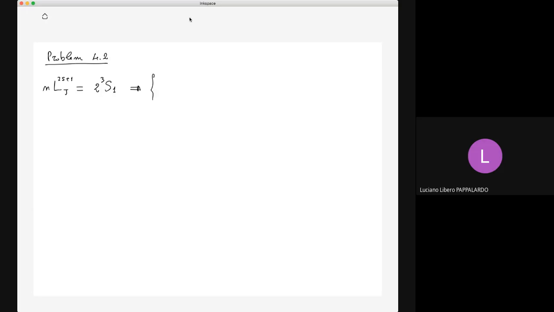From the fact that it is an S wave, this corresponds to L equals 0. Then, since 2s plus 1 is equal to 3, S must be equal to 1, and J is, of course, 1. So now let's calculate the quantum numbers.